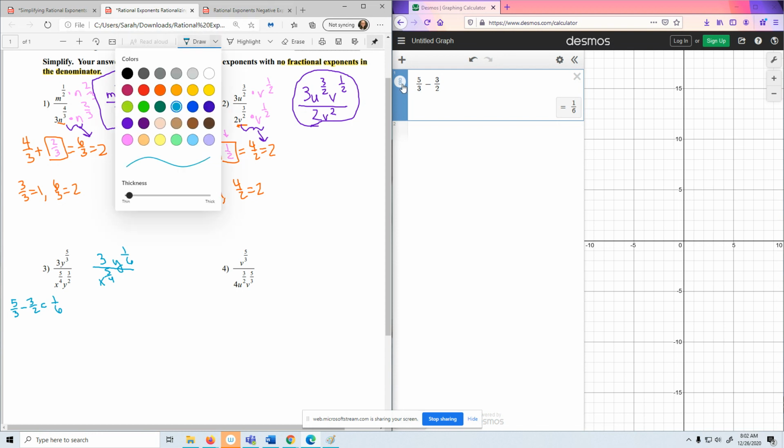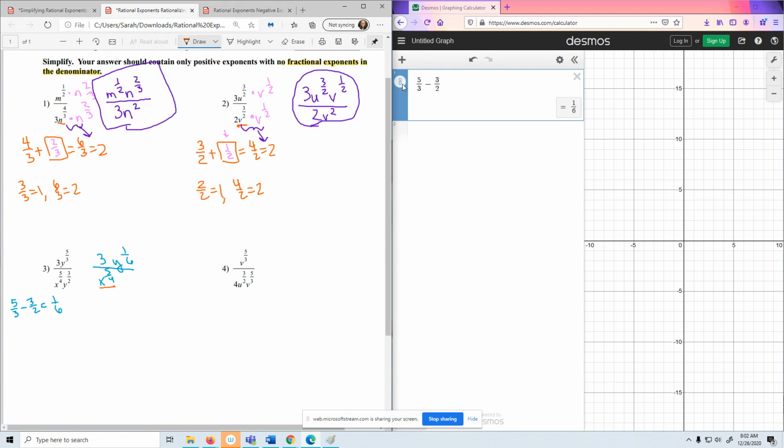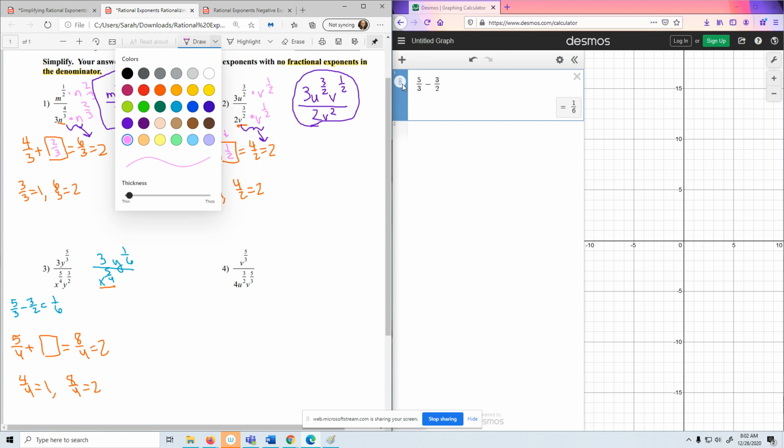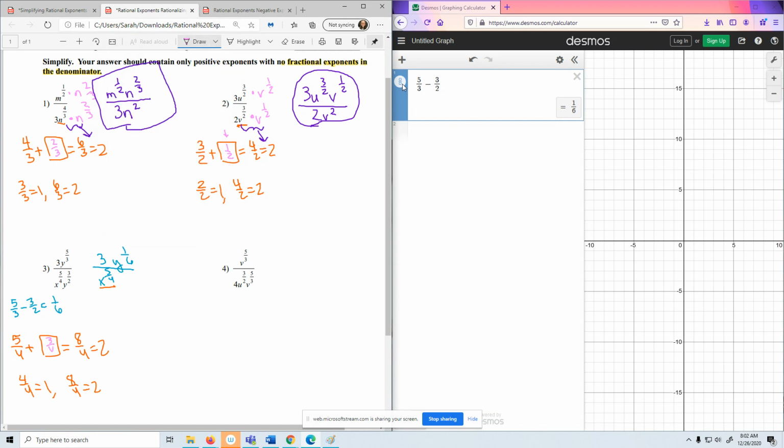So looking at this right here, what can I add to 5 over 4 to turn that into a whole number? So 4 over 4 is 1. 8 divided by 4 is 2. So if we're going up from 5, 8 over 4 is the closest one. What do I have to add to 5 over 4 to turn it into 8 over 4? 5 plus 3 is 8, so I need to add 3 over 4. So I'm going to multiply top and bottom by x to the 3 over 4.